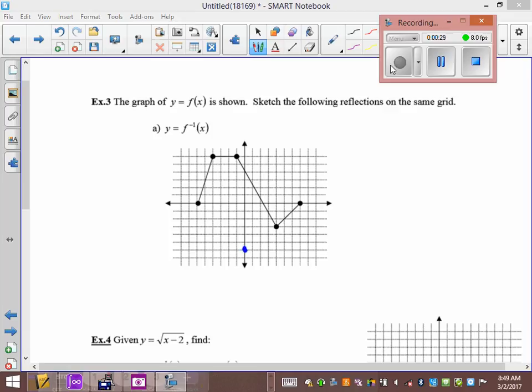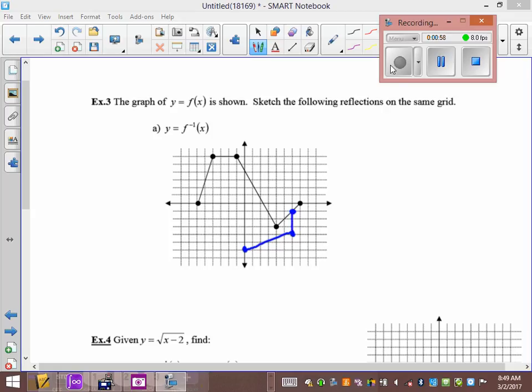1, 2, 3, 4, negative 4 and 1, 2, 3, 4, 5, 6 is going to become 6 and negative 4. And then I'm going to connect them right away so that I know that was the next one that was connected to it. And this one's at negative 1 and 6, so it's going to be at 6 and negative 1.